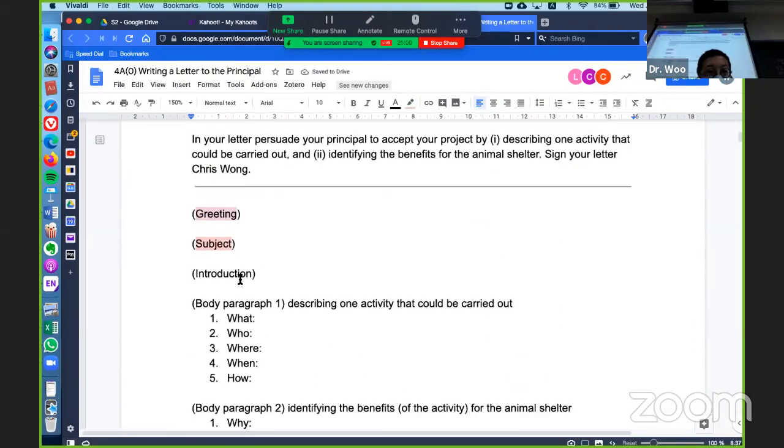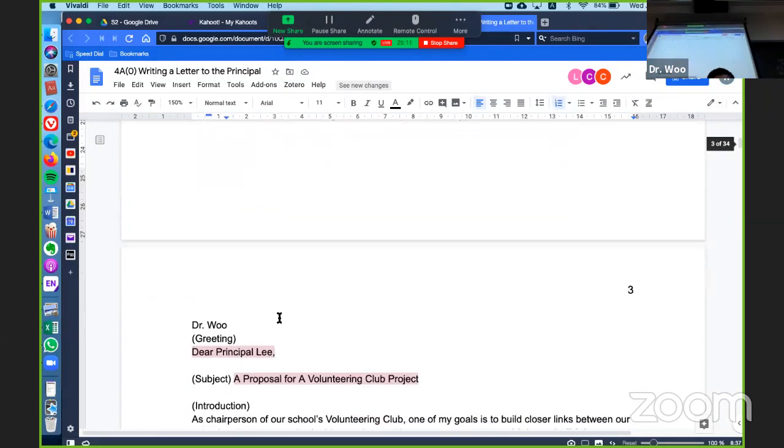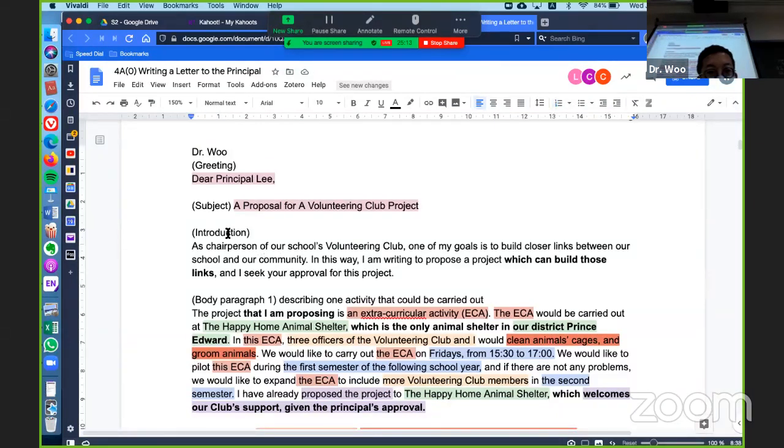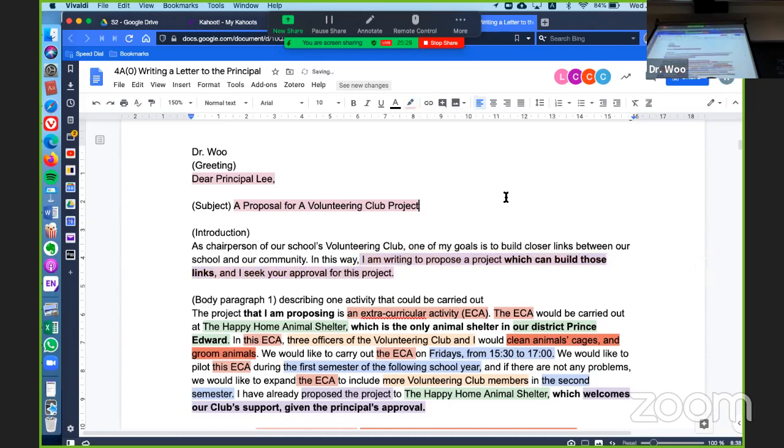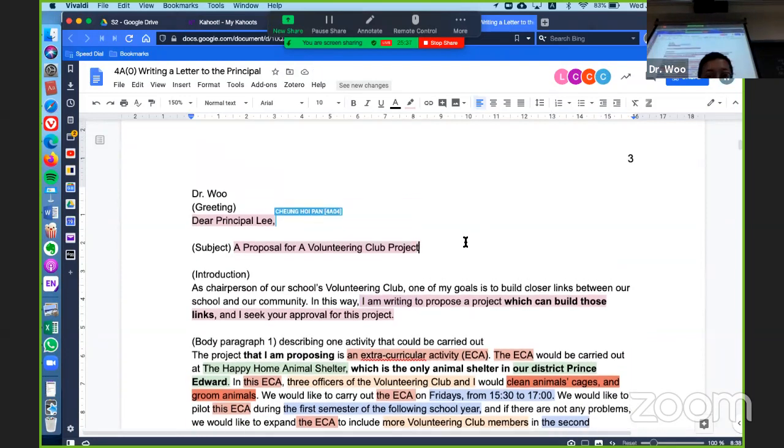Next, you need an introduction. The first paragraph. Tell the principal what's up. You need to tell the principal who you are, why you're writing. So, introduction. I am writing to propose a project which can build. So I'm introducing why I'm writing. The principal doesn't know. I have to tell him. Right. What's up? What's up, principal?